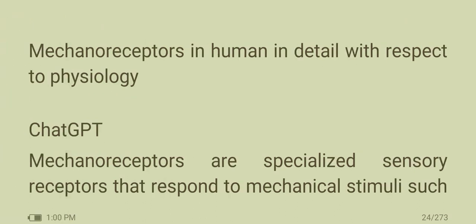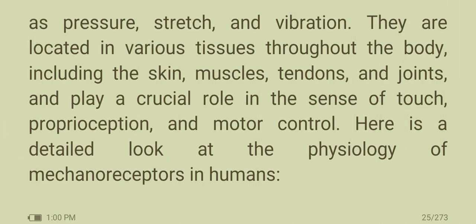Now, mechanoreceptors in humans. Mechanoreceptors are specialized sensory receptors that respond to mechanical stimuli such as pressure, stretch and vibration. They are located in various tissues throughout the body, including the skin, muscle, tendons and joints, and play a critical role in the sense of touch, proprioception and motor control. Now we are going to look at the physiology of mechanoreceptors in humans.